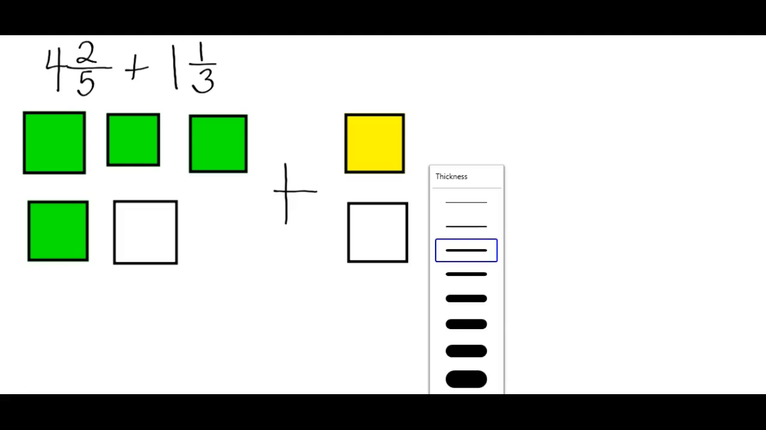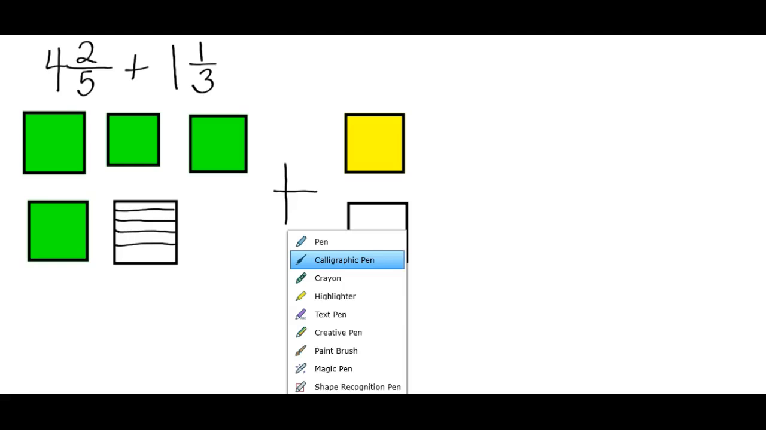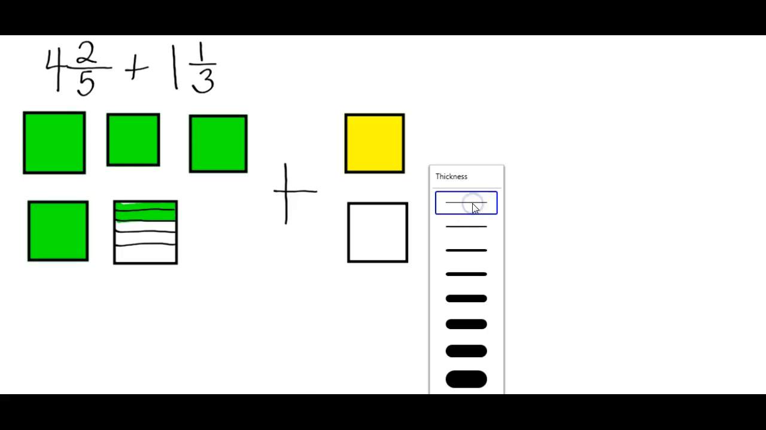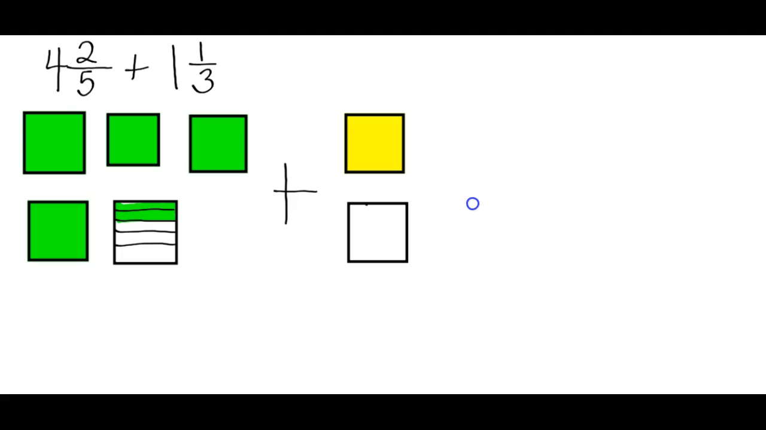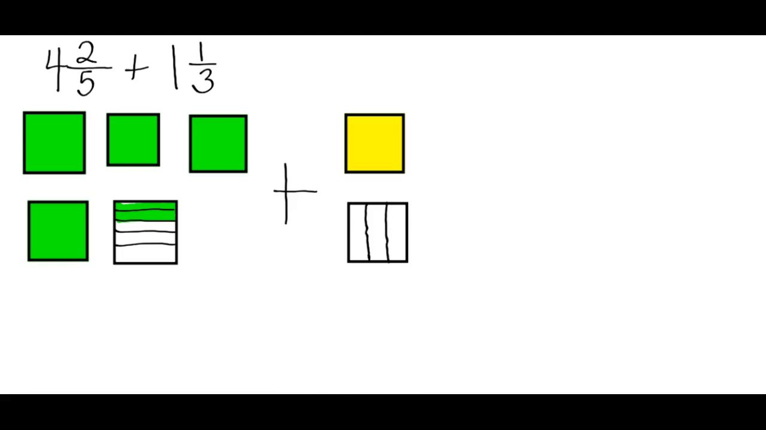My first box is going to be split into fifths. So 1, 2, 3, 4, 5. And I'm going to shade it in. It's just 2/5. The other one is into thirds. So I'm going to split that one into thirds. And I'm going to make my lines vertical, so that whenever I crisscross them, I can see how they actually overlap. And that's 1/3.